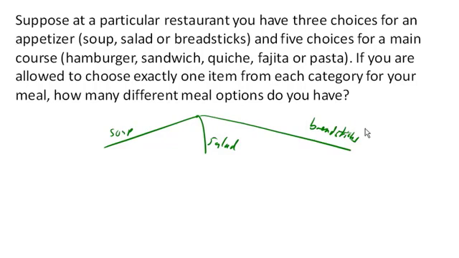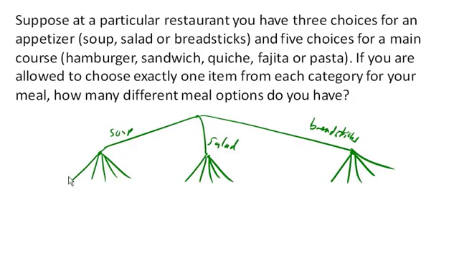Then, at each of those points, I now have to decide on a main course. And for each of those, I now have 1, 2, 3, 4, 5 choices emanating out. So how many total choices do I have now? You'll notice that there are 5 choices here, another 5 here, another 5 there. We end up with a total of 15 choices, and that is how many meal options we have. Now, you may have noticed, where does that 15 come from?